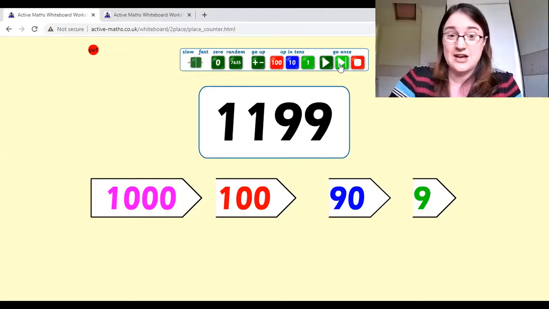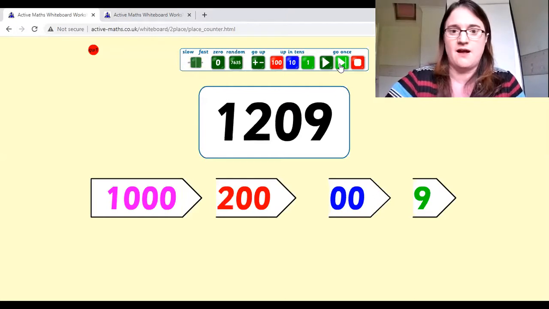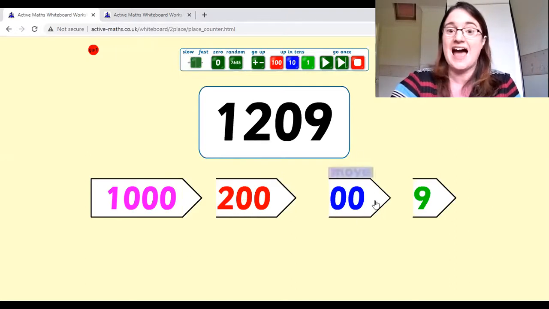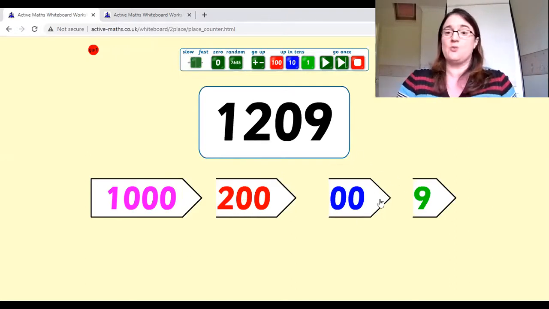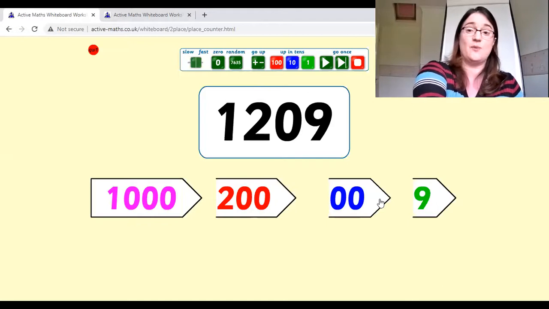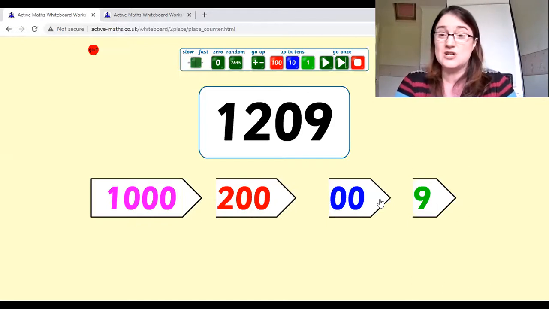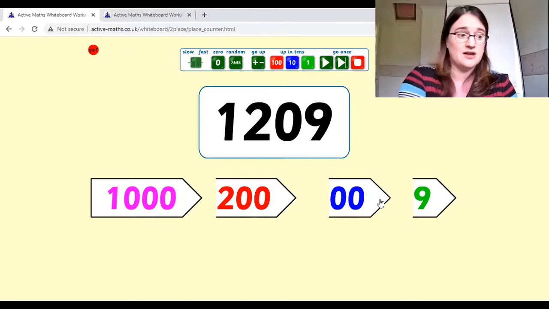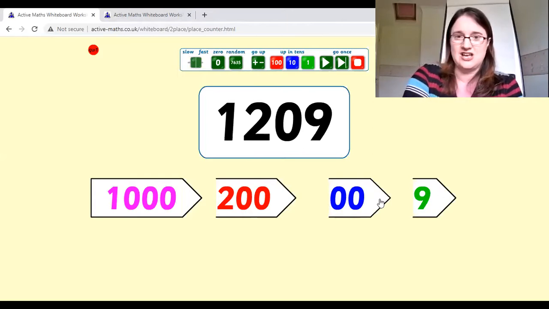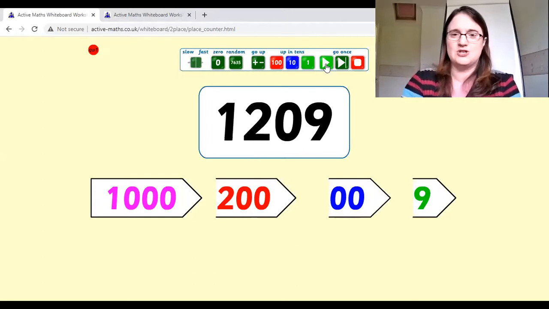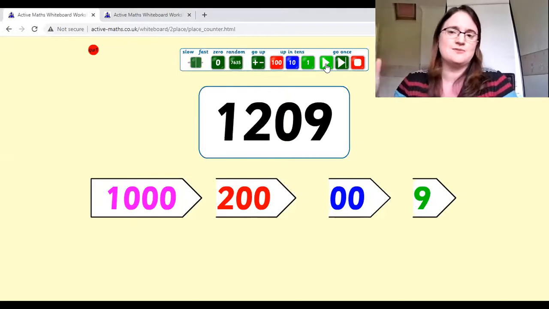So this time, it's not just one digit that's changed. Watch what happens. 2 digits have changed. This hundreds digit has changed, and the tens digit has changed. So when we're adding on 10 or taking away 10, yes, it's usually the tens digit that changes, but sometimes it affects the hundreds digit as well. Right, let's join in with the counter now and see if we can just keep counting in tens.